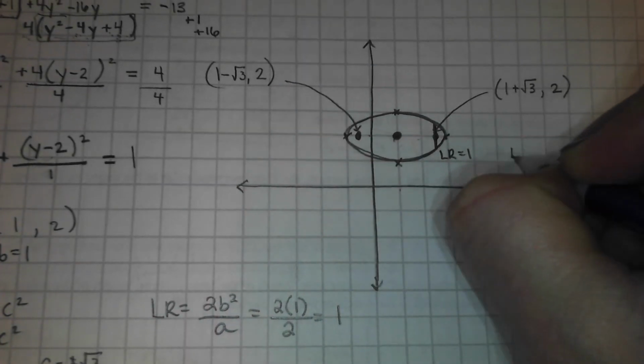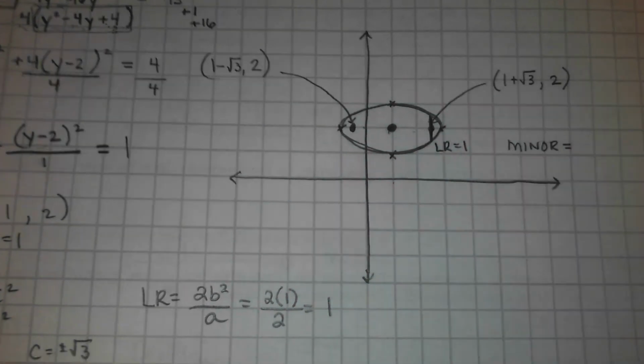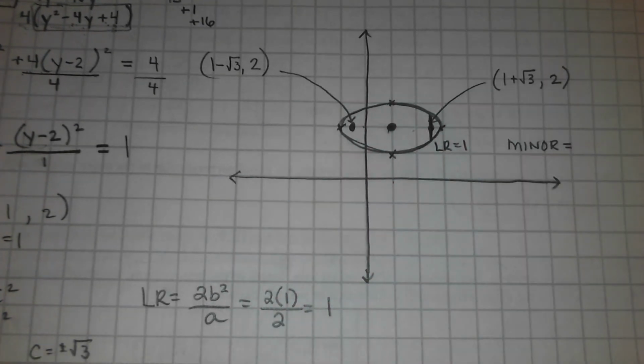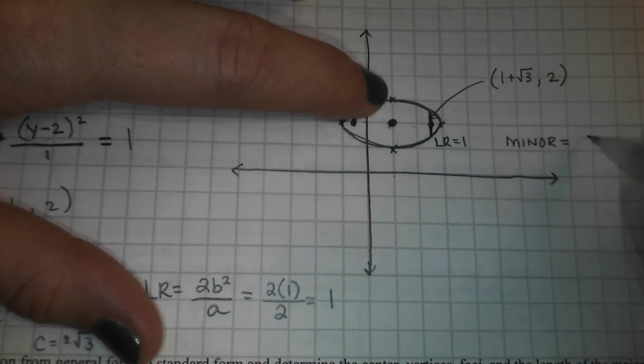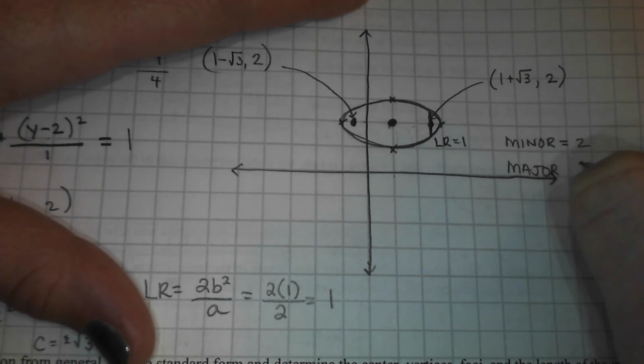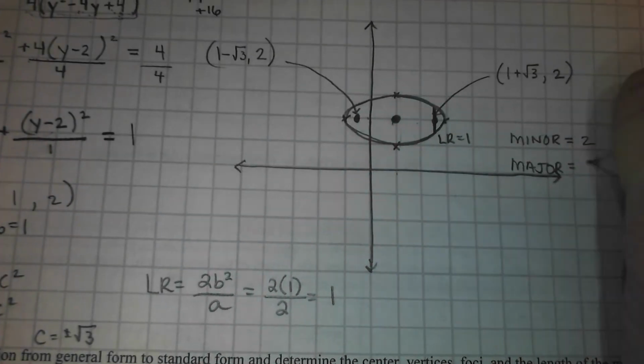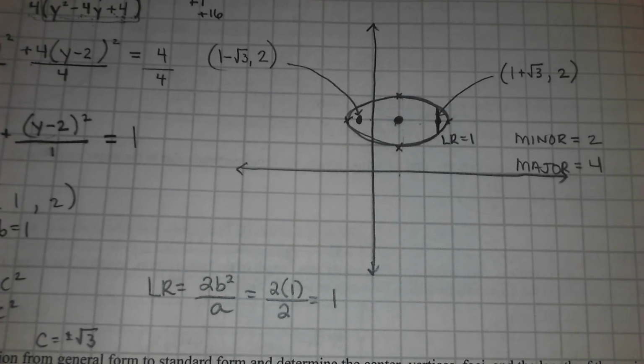Your minor axis is how long, JR? I keep saying arc because that just rolls. Minor axis, 2. That's here to here. And your major axis, what'd you say, Brock? 4. Good. So what'd I forget?